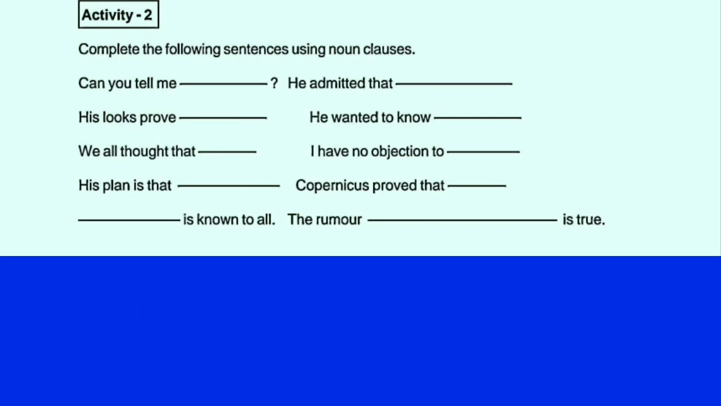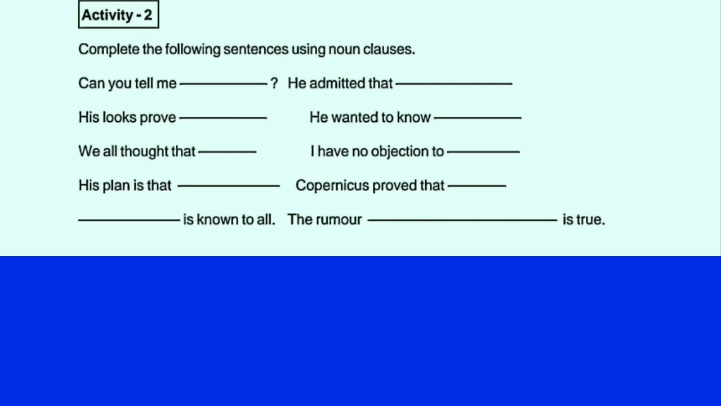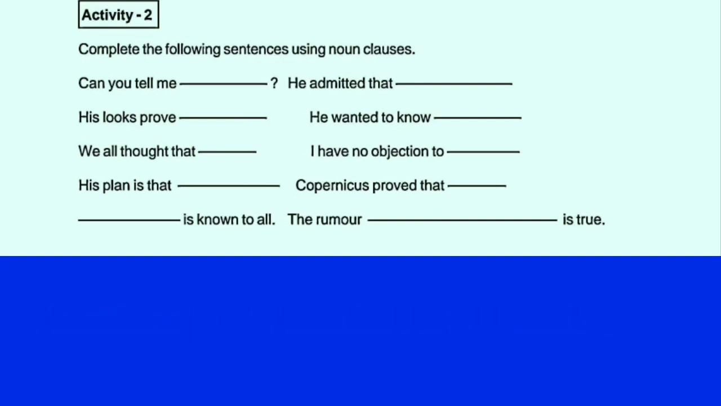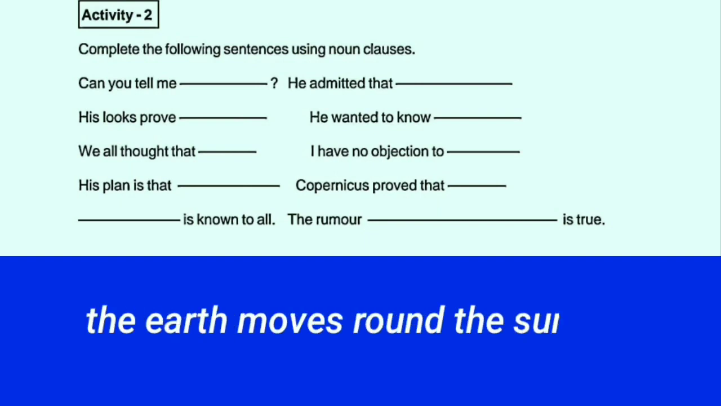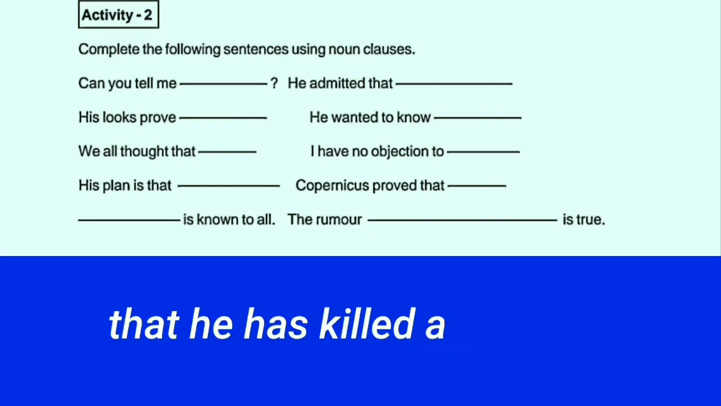I have no objection to what they suggest. What they suggest, noun clause. The object to the preposition to. His plan is that he will make a trip to Chilika with his friends. Copernicus proved that the earth moves round the sun. That the earth moves round the sun, noun clause. Object of transitive verb proved. What you say is known to all. What you say is a noun clause working as the subject of a sentence. The rumor that he has killed a tiger is true. That he has killed a tiger, a noun clause in apposition to the rumor.